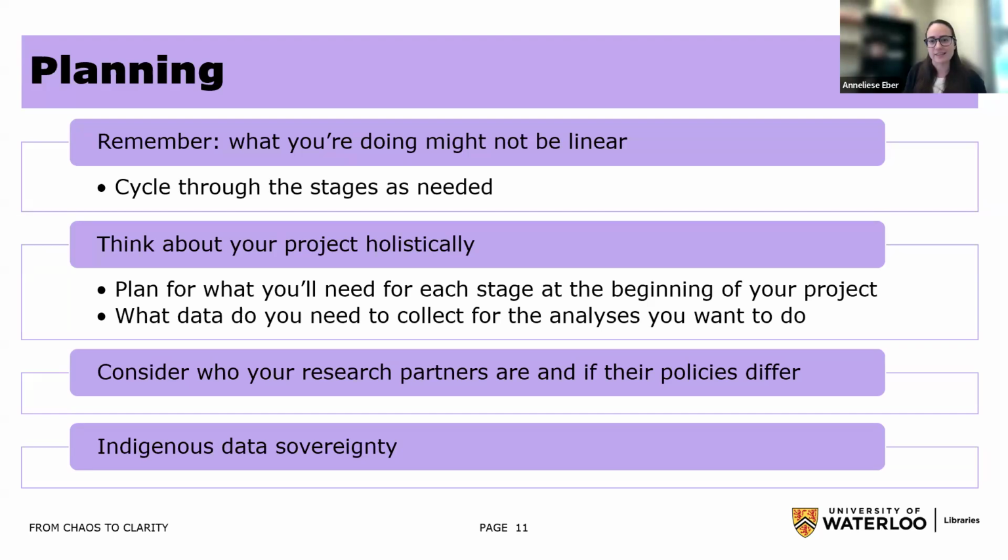So really thinking holistically about your project from the beginning: how am I going to collect this research? What analyses am I planning to do with this? And what data do I need to collect to enable those analyses? And thinking about maybe down the road, do you do additional analyses that collecting additional data might help with? And how does that factor into your ethics review and consent forms? But really thinking broadly from the beginning of a project, what data do you need to pull together to answer your research question, and think about what you're doing. And also considering any research partners you have and if their policies differ.